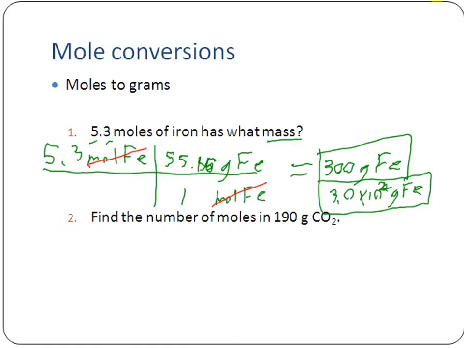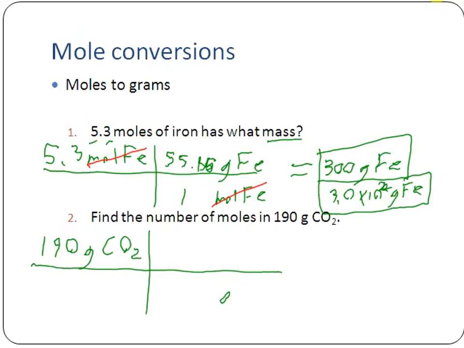Now let's do the opposite. Find the number of moles in 190 grams of CO2, carbon dioxide. So in this case, we start off with 190 grams of CO2, just like that. So we're going to set this up. We want to get rid of grams CO2. We want to cancel it so it gets on the bottom. We're looking for moles. So we have mole CO2 on top. We said anytime you convert between grams and moles, you want to use a mass. You want to use an atomic or molecular mass.